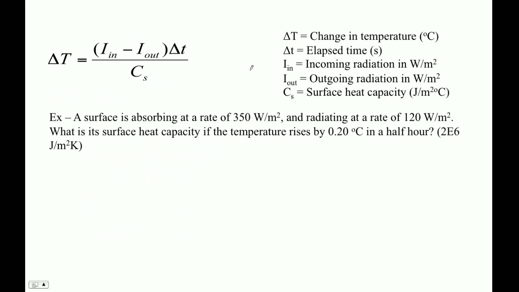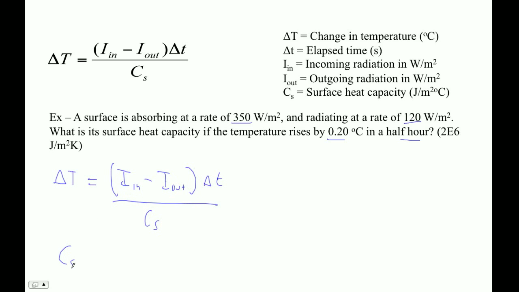So let's go ahead and just use this one here. Surface absorbs at 350 but radiates at that. And then we want to solve for CS if it raises 0.2 in a half an hour. So delta T equals I in minus I out times the time, over CS.